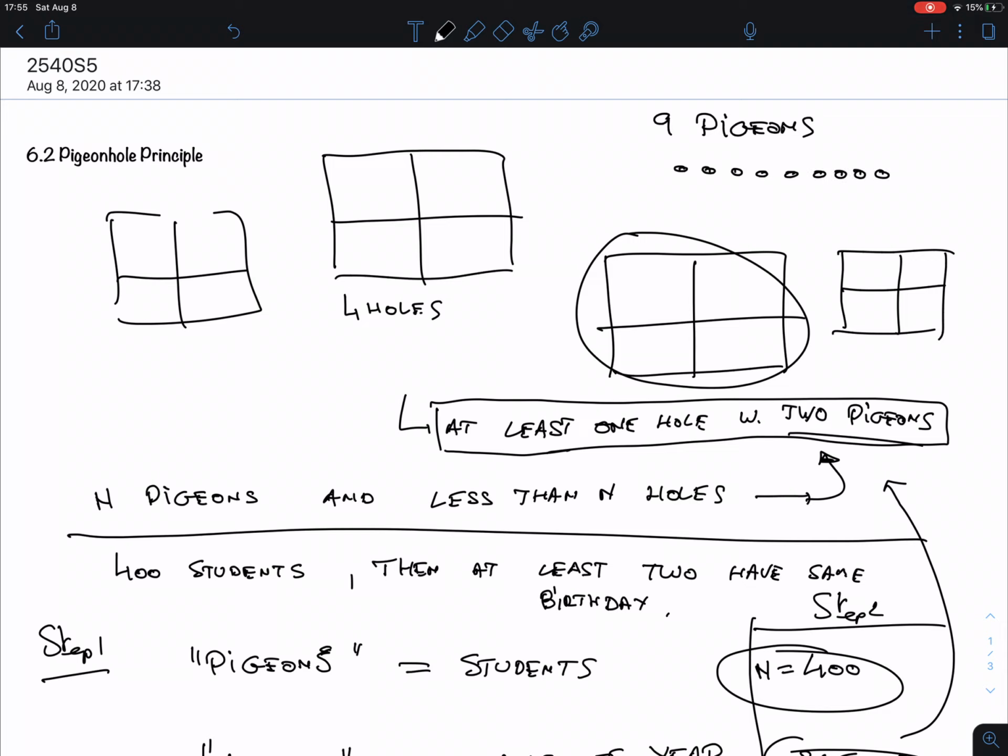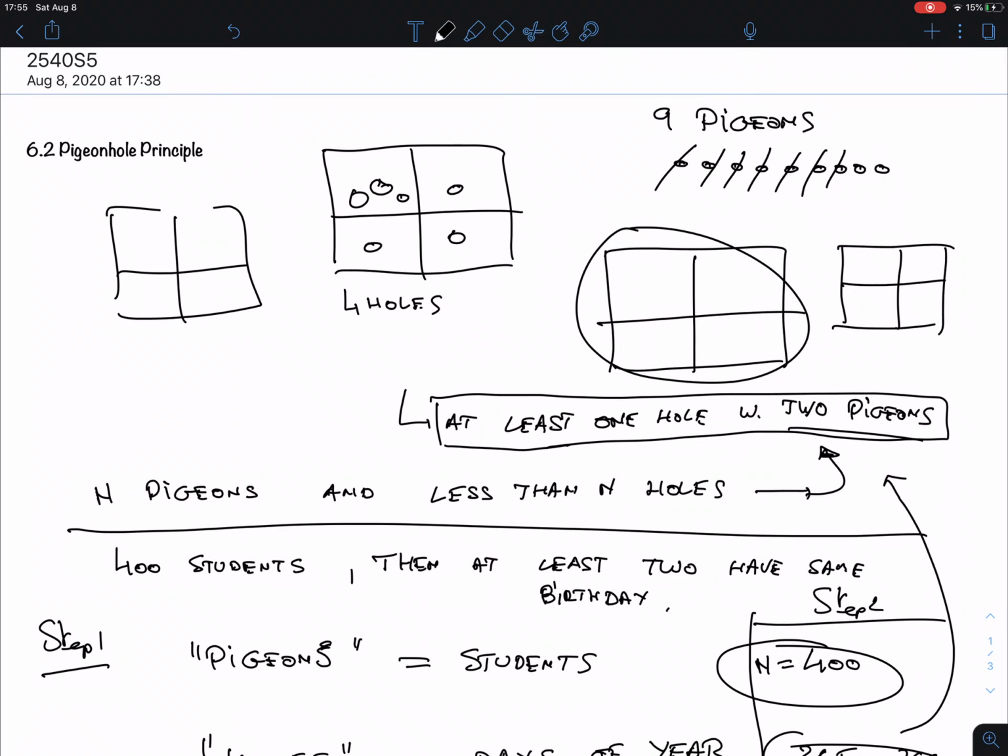I'm going to put them in there randomly, this one, and then the next one in the same, and then one here, and then one here. I hope you understand this is random. Then I put one there, and one there, and one there again, and I put this one there. Now look at the result. I see that I have at least one hole with not just two, which we know because there are more pigeons than holes, so at least one will have two pigeons in it, but there are even holes with three.